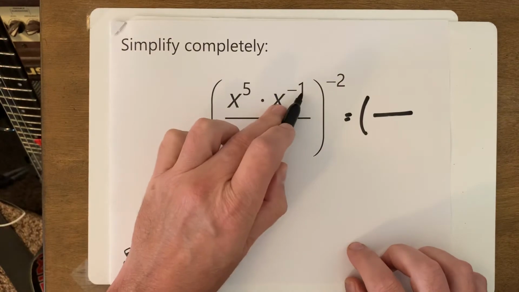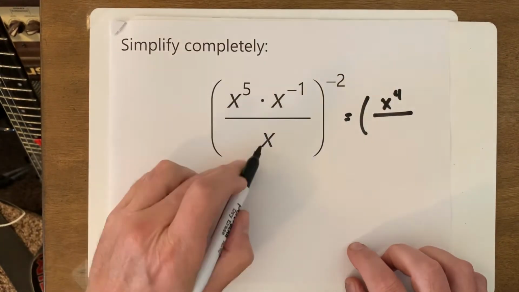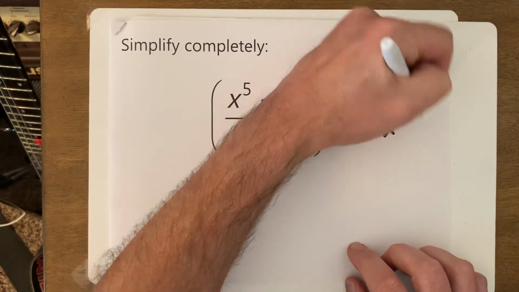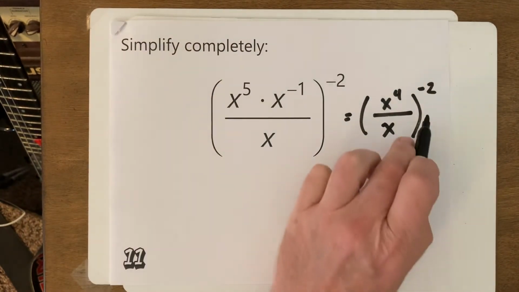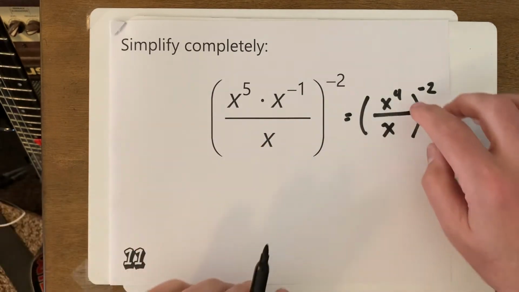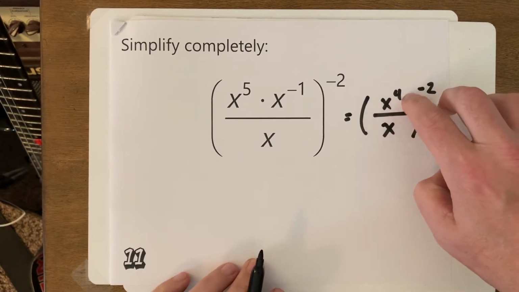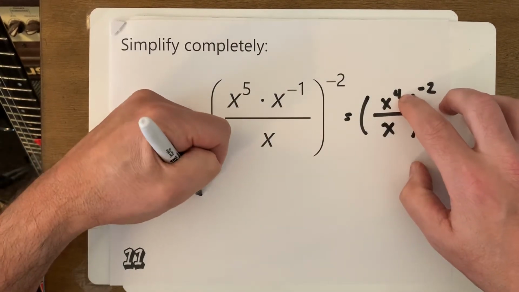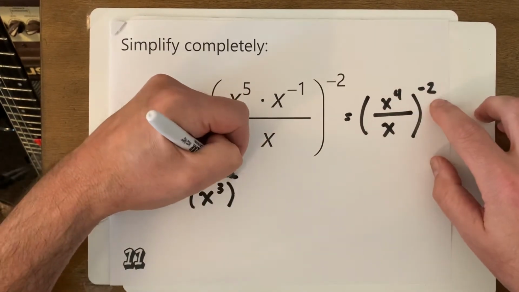5 and -1 make 4 because they're side by side. I still have 1x down here, still with a -2. Now you could distribute the -2 if you want to, but I can still simplify that one more time. X to the 4th over x, that's going to cancel with one of these and drop that down to a 3. So what I really have is x cubed raised to the -2.